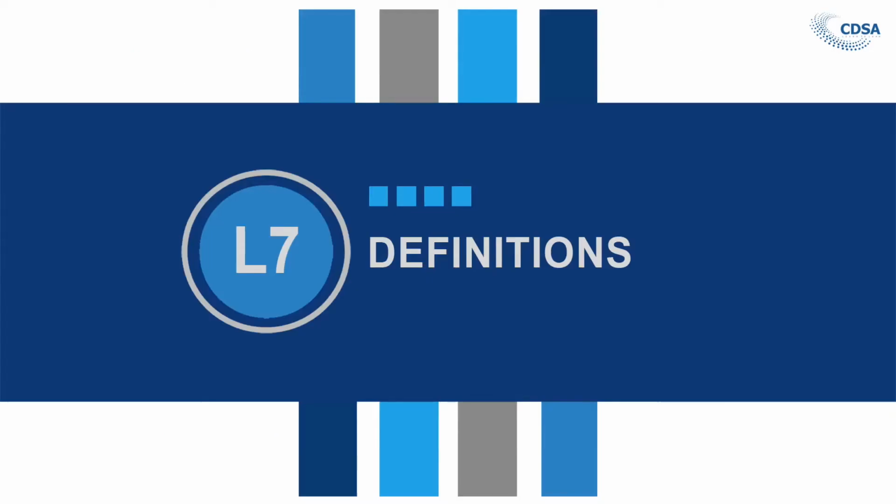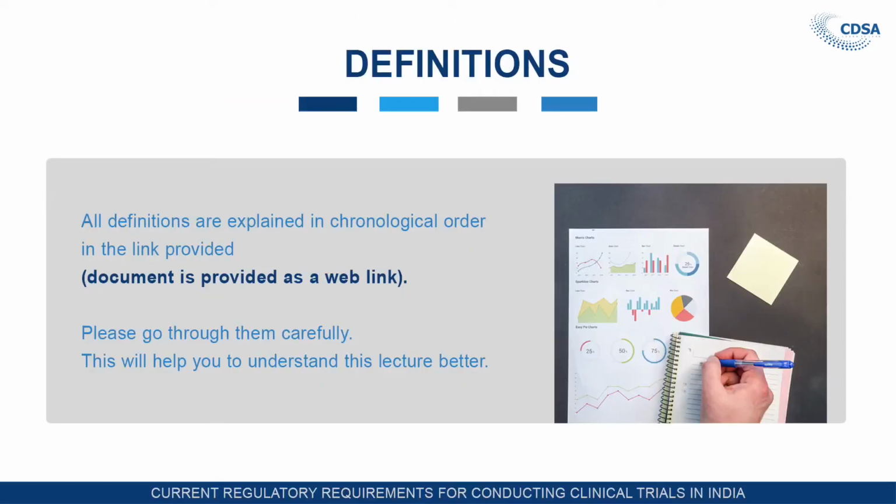Let's first understand the definitions. All the definitions are given in the Word document, which is provided as a web link to you. Please go through them carefully. All these definitions are extremely important to you, and if you do not understand the definitions, you will probably not understand this chapter better.